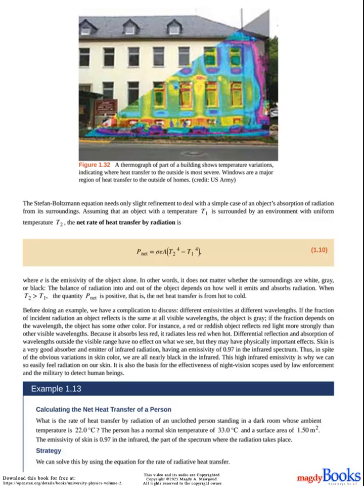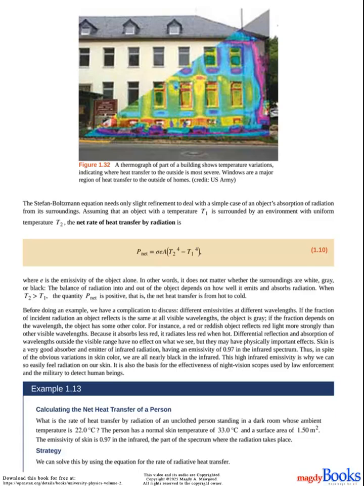If the fraction of incident radiation an object reflects is the same at all visible wavelengths, the object is gray. If the fraction depends on the wavelength, the object has some other color. For instance, a red or reddish object reflects red light more strongly than other visible wavelengths. Because it absorbs less red, it radiates less red when hot.